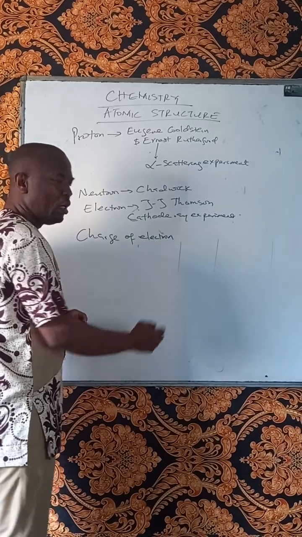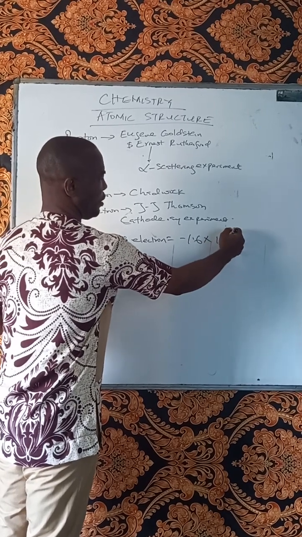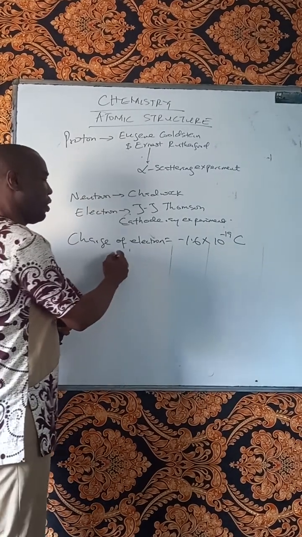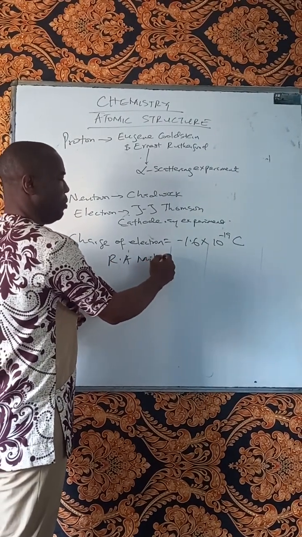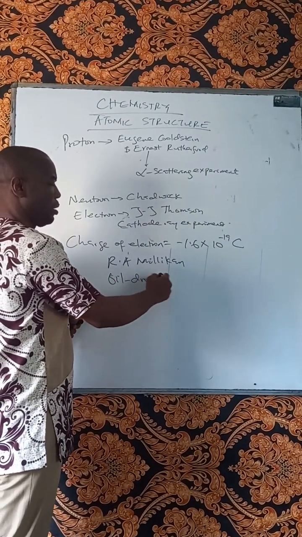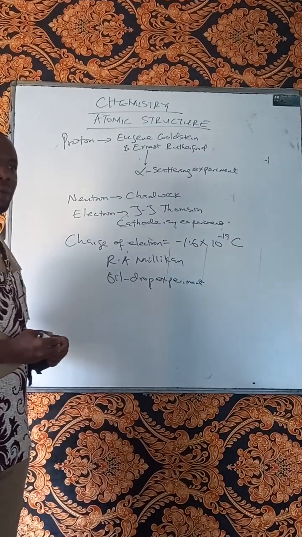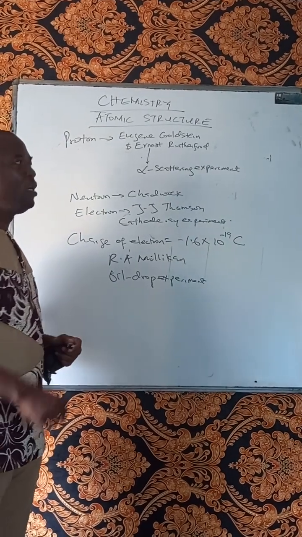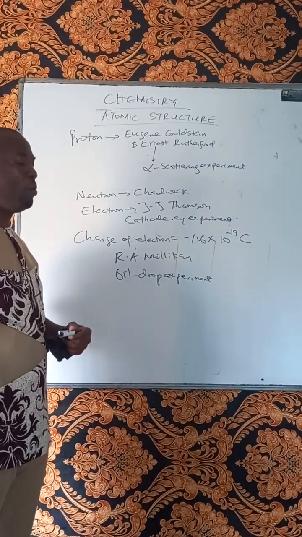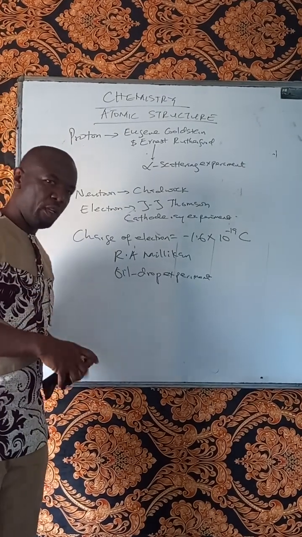The charge of the electron was calculated to be minus 1.6 times 10 raised to power minus 19 coulombs. This charge of the electron was determined by R.A. Millikan using what we call the oil drop experiment. So, with all these discoveries, the idea that the atom is indivisible was proved wrong. Scientists reasoned that if the atom is indivisible, how is it that this atom, being very small, still contains other particles inside of it?